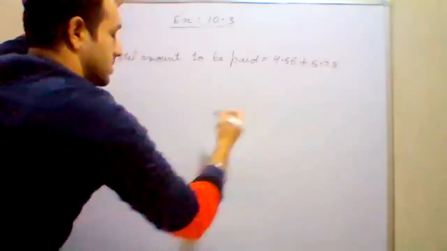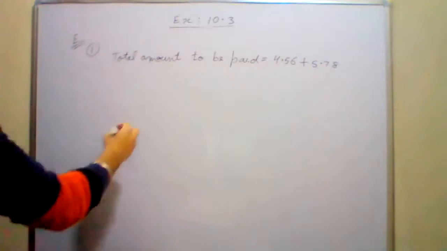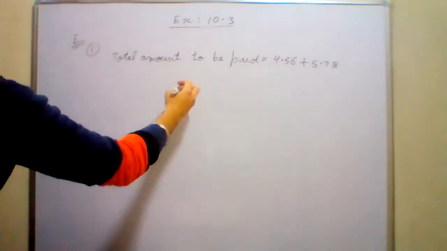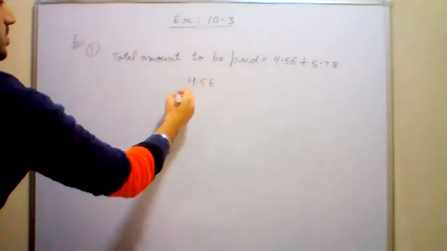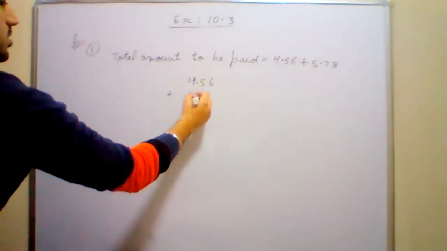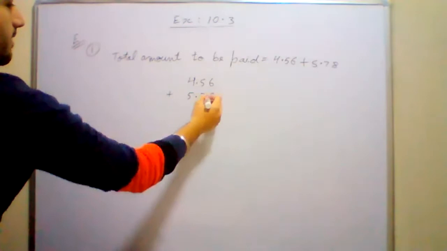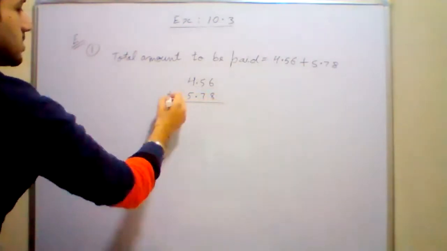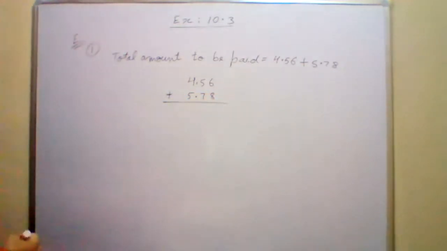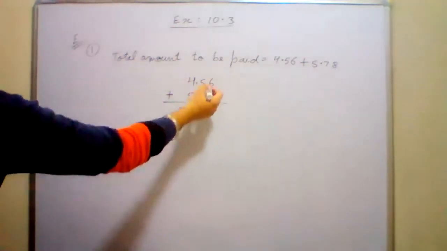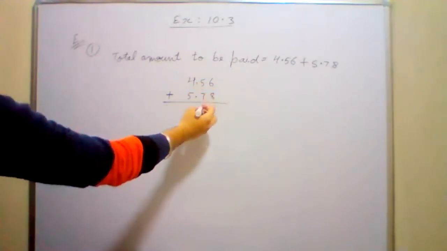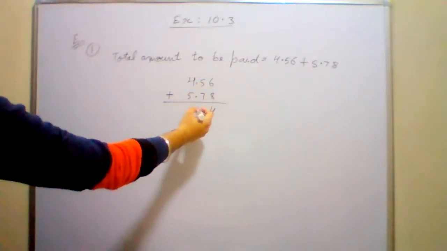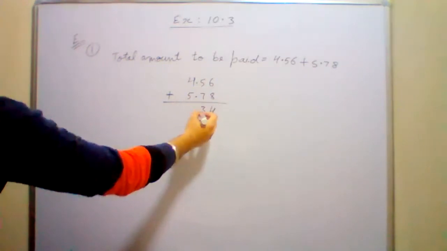Plus 5.78. I had written cost of a pencil is equal to this, cost of a ruler is equal to this. Then I have done addition and then written total amount is equal to this. Like this also I have written. Yeah, that is correct. So when you add the two numbers, you get 4.56 plus 5.78.